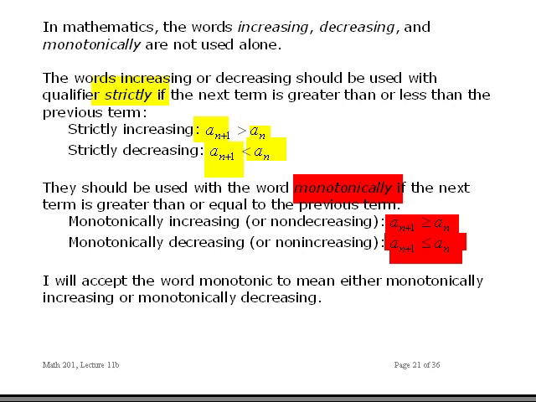On the other hand, you can use the words non-decreasing and non-increasing. If it's monotonically increasing, then it is non-decreasing. You can use either one of those terms. Now, I do accept the word monotonic to mean either monotonically increasing or monotonically decreasing. In other words, it's increasing but could have a little plateau in it where the terms are the same for a while. That's what this means.